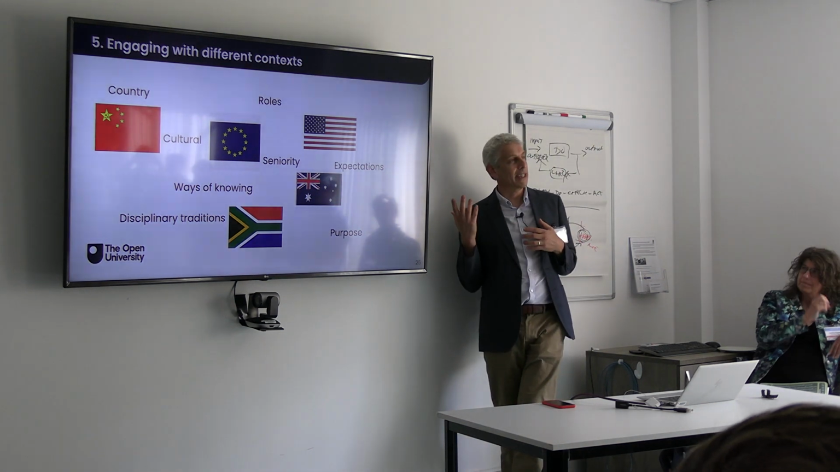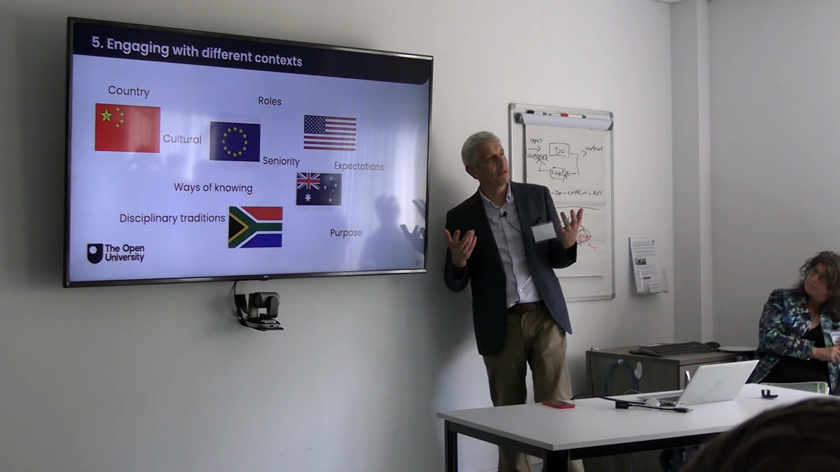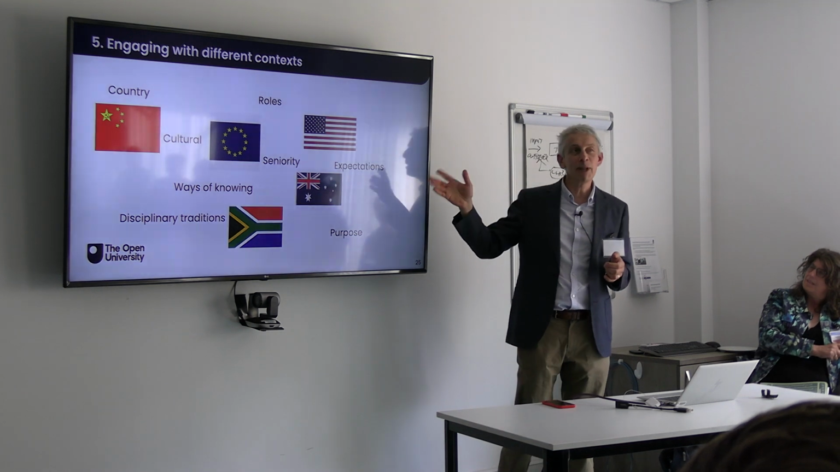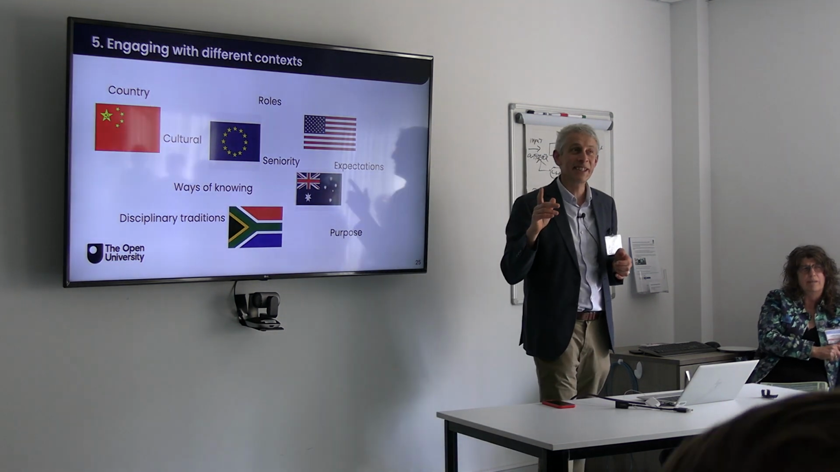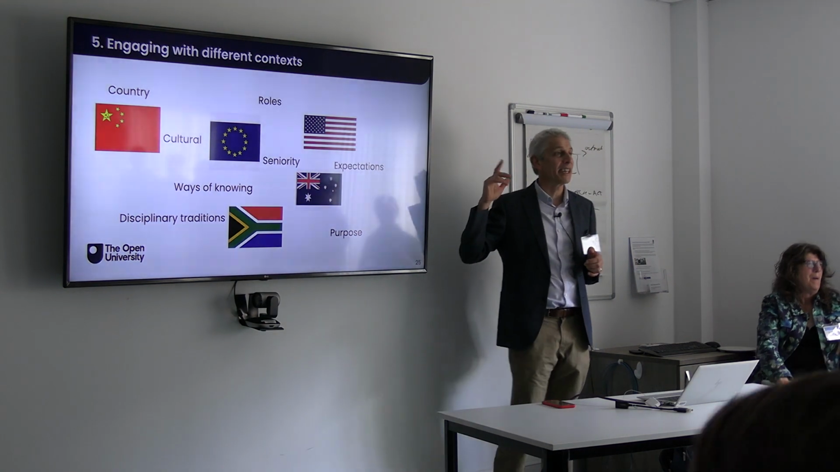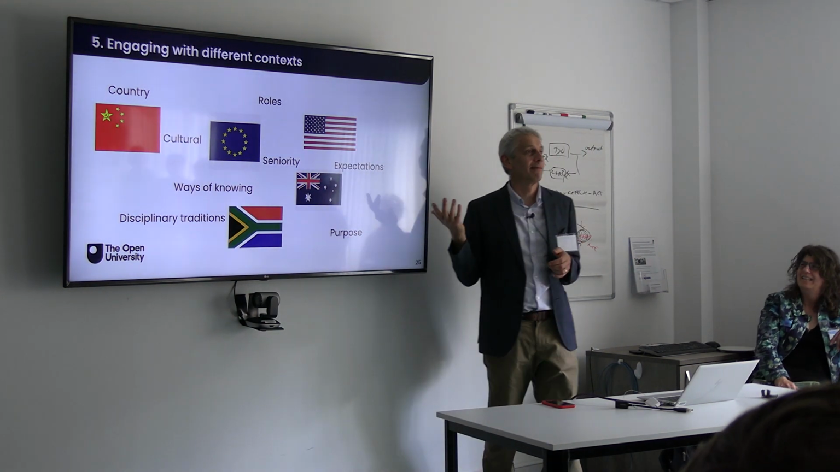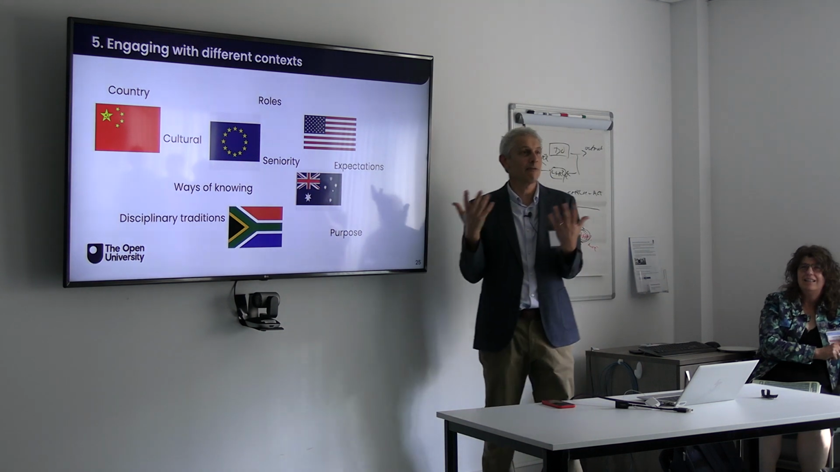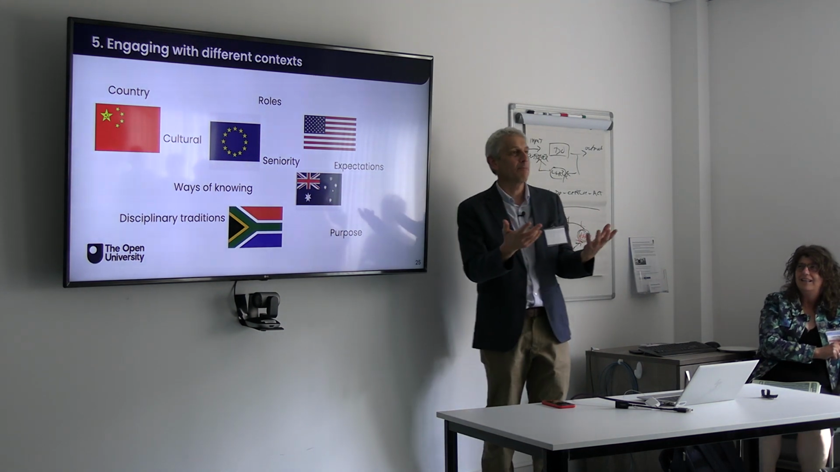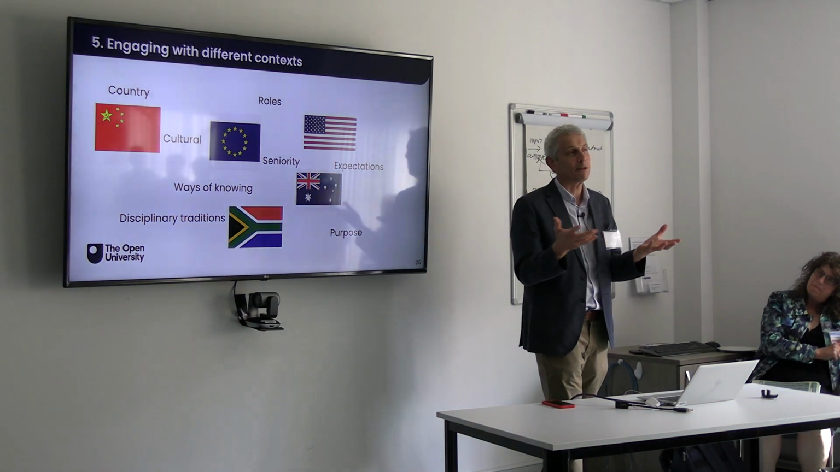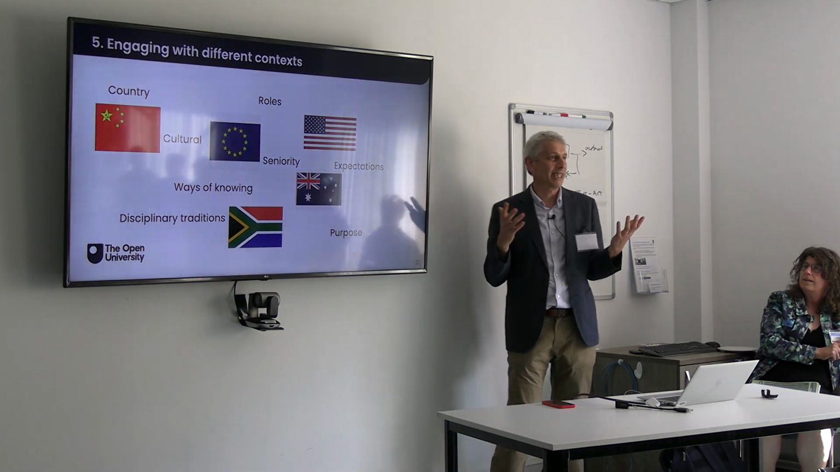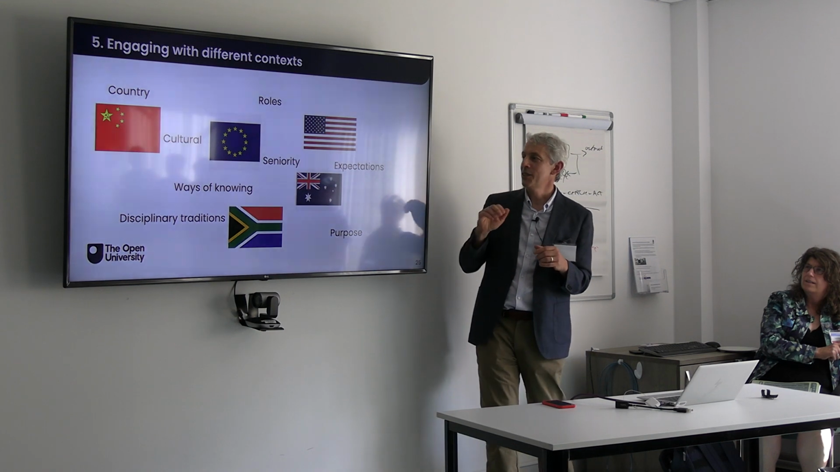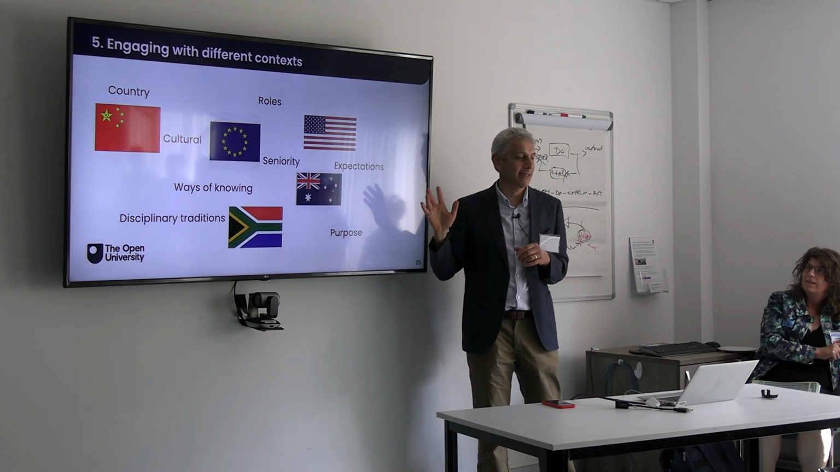Engaging with different contexts. I put flags up here because I was trying to work out how to show different contexts. I'm extremely aware that putting flags up is a choice, and also that they are diagrams in themselves. They are there to represent things, and we invest meaning and values into those diagrams depending on which allegiance you do or don't have. So that's just one context, okay?